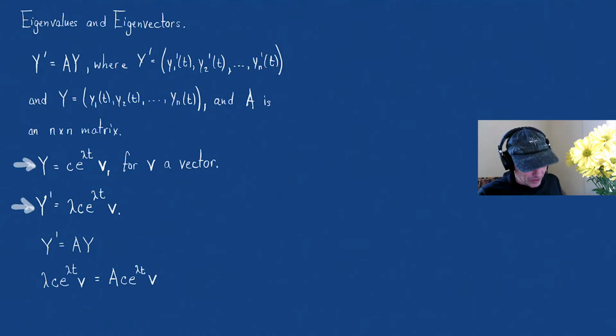Well, let's continue on from here. Notice that c e to the lambda t is common on both sides. It's very simply a scalar, so I can clean this up, and I'm going to write this as lambda times v is equal to A times v. So I'm just dividing the scalar out. Now, we can do that with scalars. We can't do that with matrices or with vectors. So we're down to this equation of A times v equals lambda v.